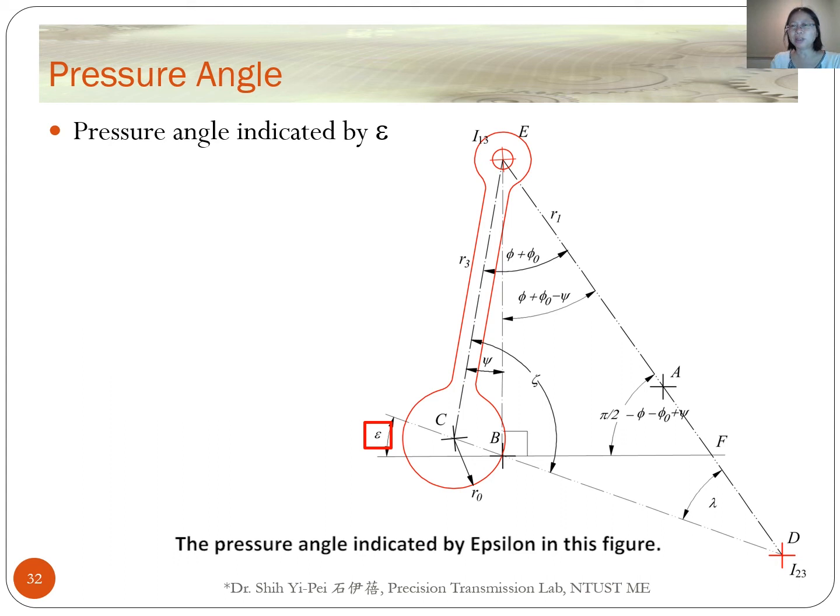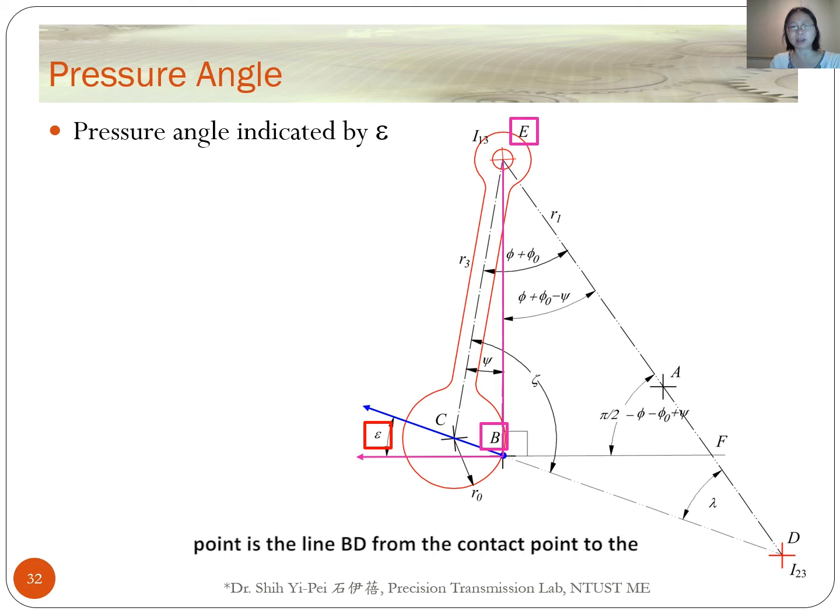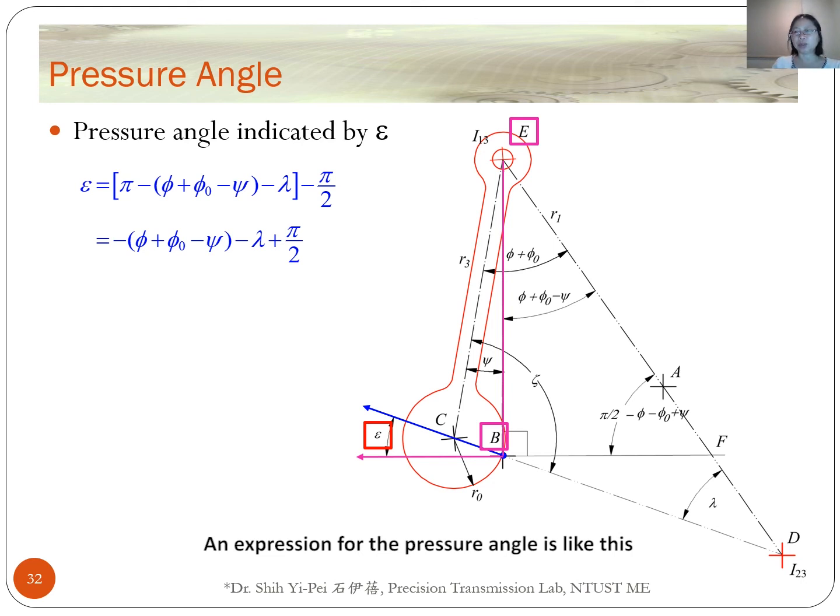The pressure angle is indicated by epsilon in this figure. It is the angle between the velocity of point B3 and the normal line to the surface at the contact point. The direction of the velocity of point B3 is perpendicular to the line BE. The normal line to the surface at the contact point is the line BD, from the contact point to the instant center I23. For the geometry in this figure, an expression for the pressure angle is like this, where the angle psi is unknown. We need to determine this angle.